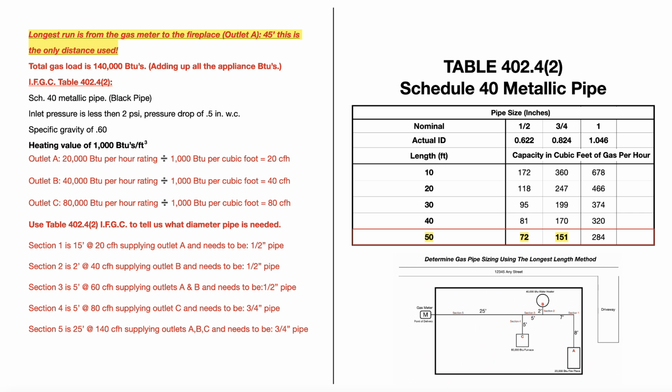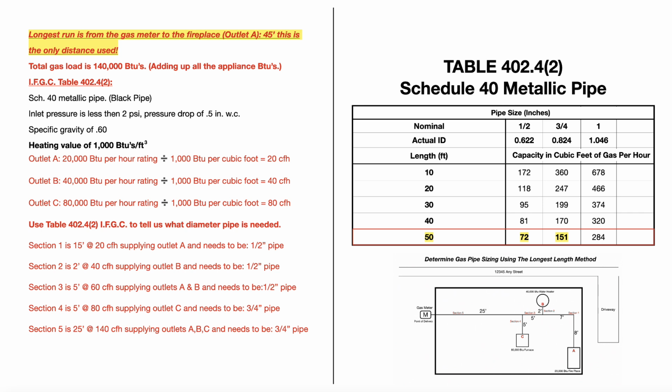The reason why I'm getting the CFH is because table 402.4 lists the capacity in cubic feet of gas per hour. So using that table, section 1 is 15 feet at 20 CFH, supplying outlet A. So that needs to be half-inch pipe because 20 CFH falls into, you can see here on the chart, at 72. So it's below that 72 CFH. The second section of pipe at 40 CFH, again, half-inch pipe because it's less than 72 CFH.